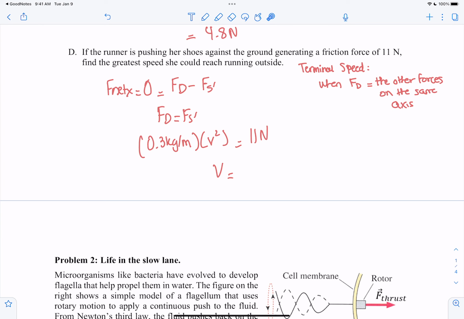Yeah, and if they were just asking what the drag force would be in this case, then drag force is equal to static friction force, so drag force is equal to 11 newtons.